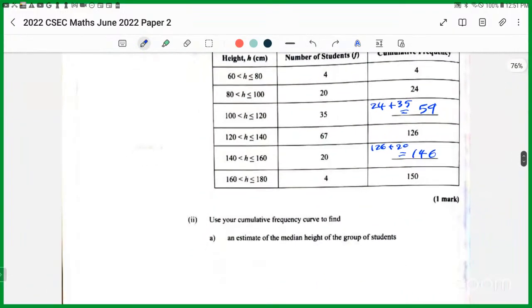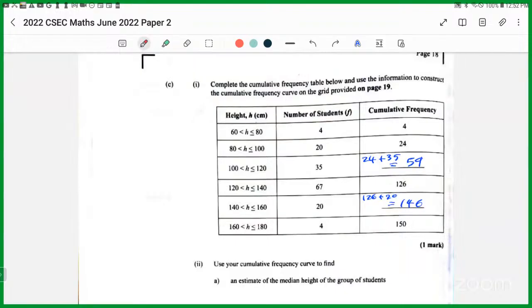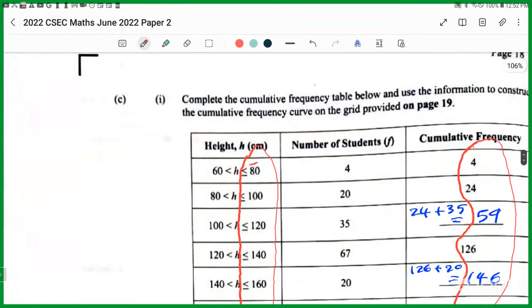Then it says we have to draw the graph now. So remember, when you're drawing the graph, you're going to be drawing the upper boundary values, these now, with less than or equal to, right? And the cumulative frequency value. That's what you plot. Remember, you always close the graph down to 0. So the value before this would have been 60. See, it's going up by 20. So the value before this one would have been 60. And that has a cumulative frequency of 0.